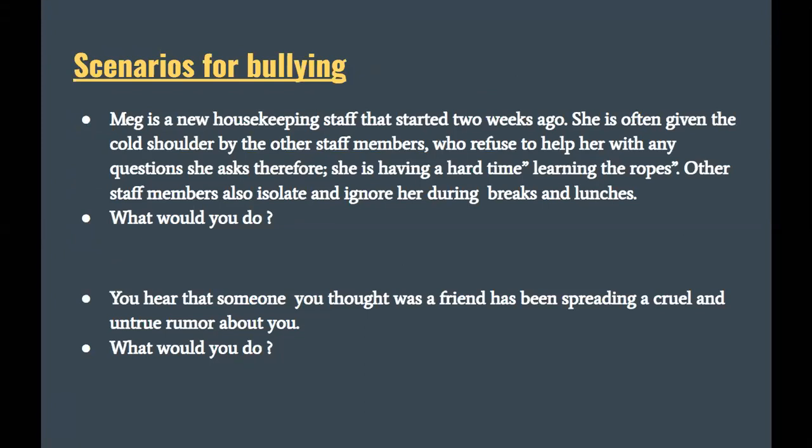Okay, so the first scenario is Meg is a new housekeeping staff that started 2 weeks ago. She is often given the cold shoulder by other staff members who refuse to help her with any question she asks, and therefore she is having a hard time learning the ropes. Other staff members also isolate and ignore her during breaks and lunches. What would you do to help Meg feel more comfortable at the job?